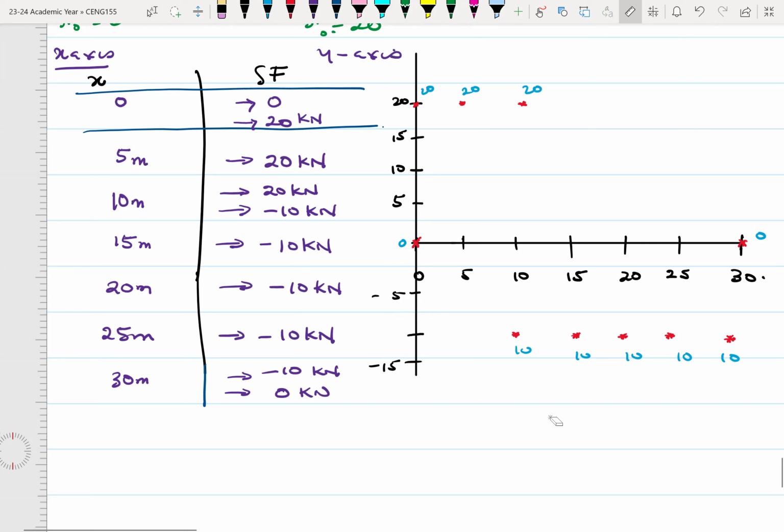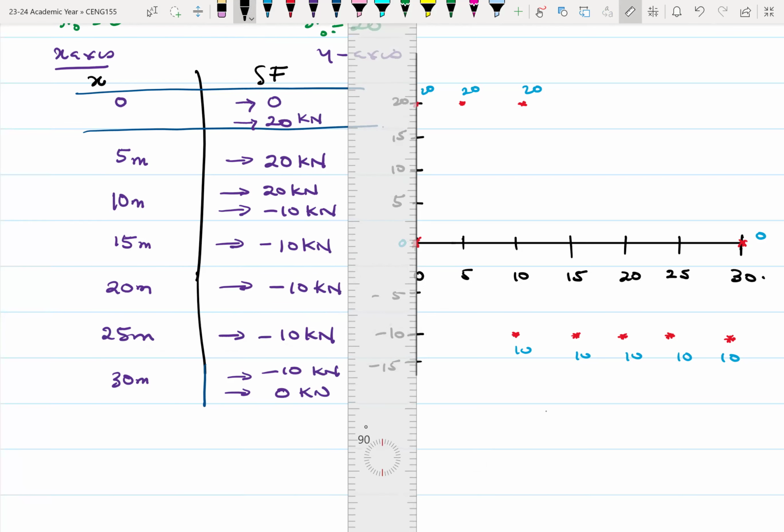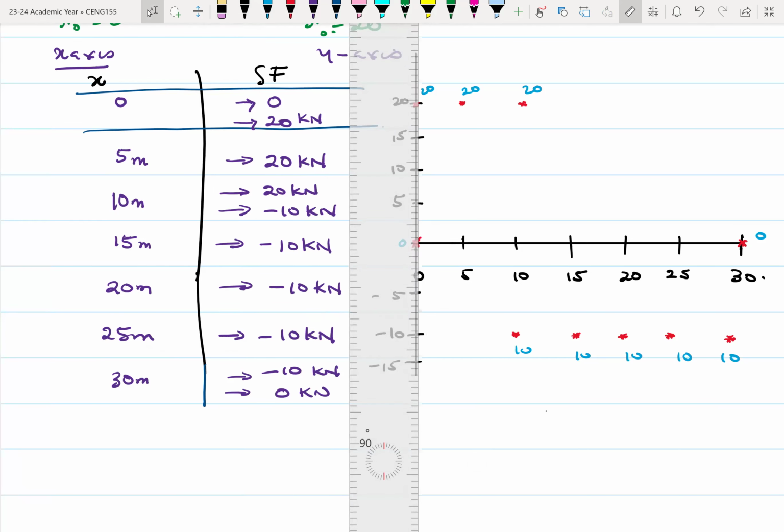So this is minus 10. Let's put it here. Okay, great. So now let's try and join everything and see how they look. So just join the points, okay? Where's my ruler? Okay, it's here. So I take my ruler and I join the points.